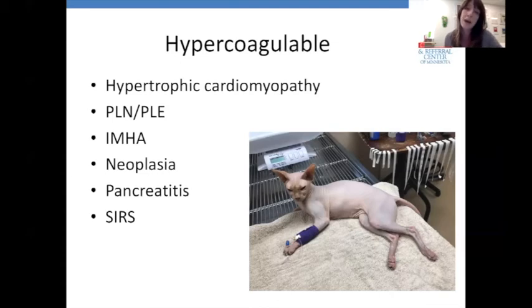We also see hypercoagulability with PLNs and PLEs. Of course, IMHAs are terribly prone to clot formation. Various neoplasias, pancreatitis, and any sort of systemic inflammatory response syndrome can cause a hypercoagulability.